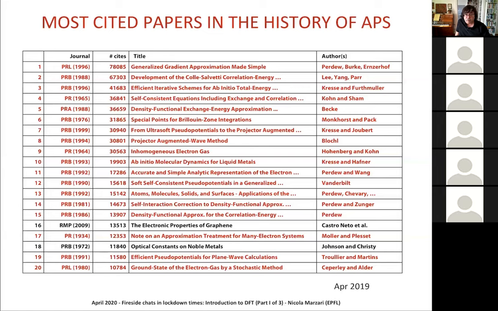There are 18 of those, so you see the top 15. One is the Moller-Plesset paper about post-Hartree-Fock perturbation theory. Everything else is about density functional theory. So you can see how relevant these calculations are, how pervasive, and that's why I just wanted to give this introduction to understand the fundamentals and to understand what can and cannot be done.